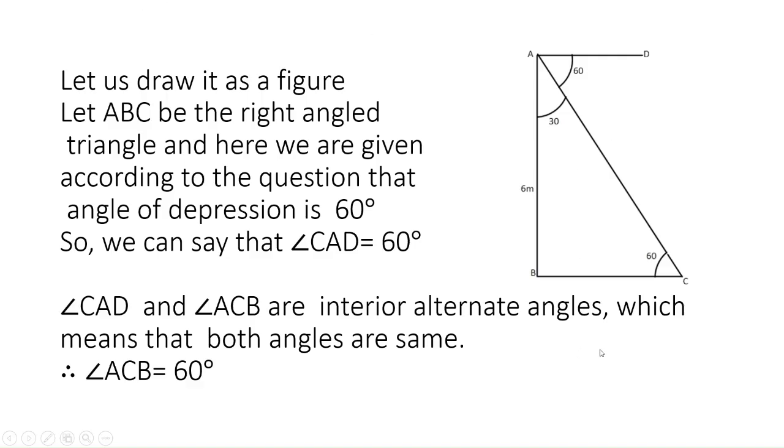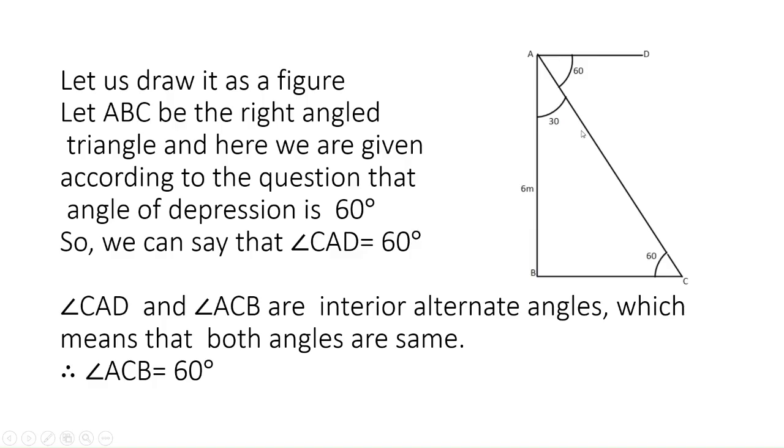Let ABC be the right angle triangle, and here we are given according to the question that the angle of depression is 60 degrees, right? And we can say that angle CAD is 60 degrees. Angle CAD is 60 degrees. And if you observe clearly, angle CAD and angle ACB, both are alternate interior angles, we can say.